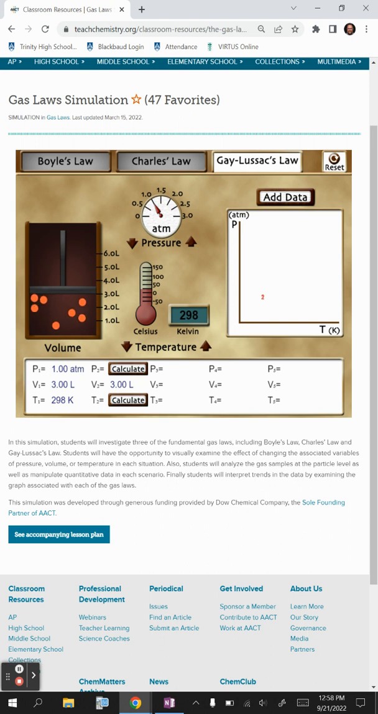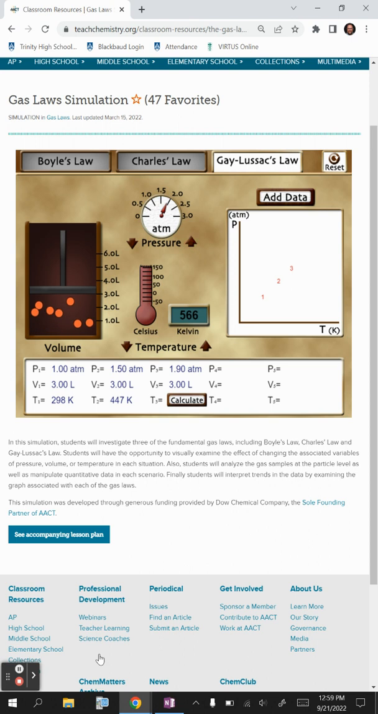Well, let's go ahead and change my pressure to 1.5. Sorry, that should have gone up, 1.5. And let's see what happens to my temperature. Boom, 447. Let's go ahead and add another set of data by clicking this add data above the graph.